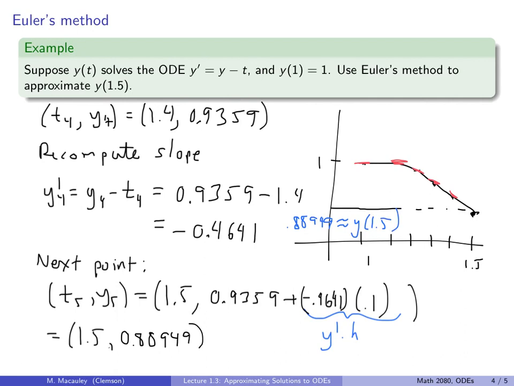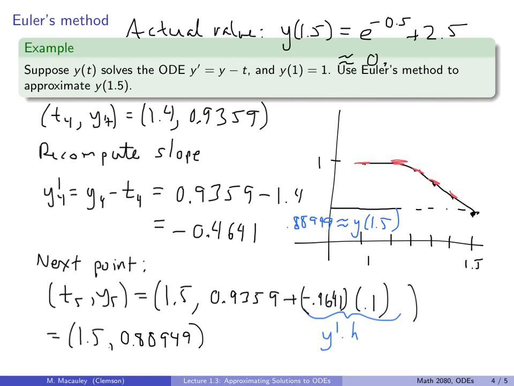So one question you may ask is, what's the real value of y? We don't know how to do it yet, but it turns out that the actual value, I'm going to write it up at the top, the actual value of y of 1.5 is e to the negative 0.5. You knew that e was going to come in there somewhere, right? Plus 2.5, and that is approximately 0.85128.